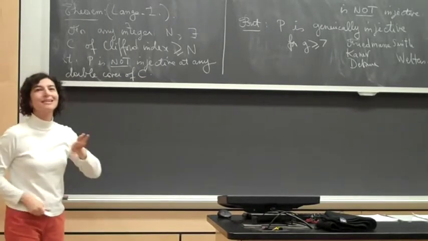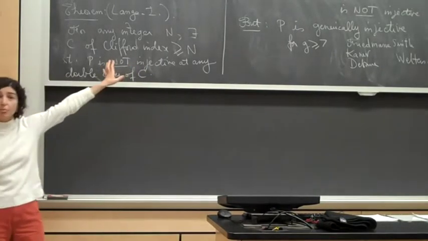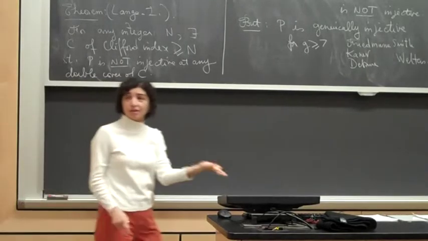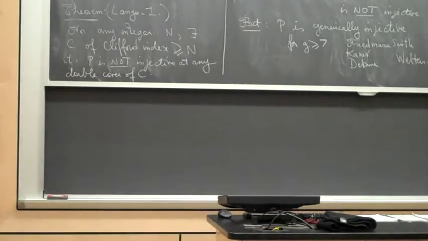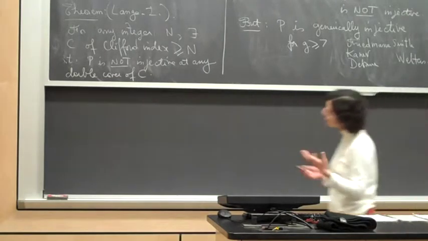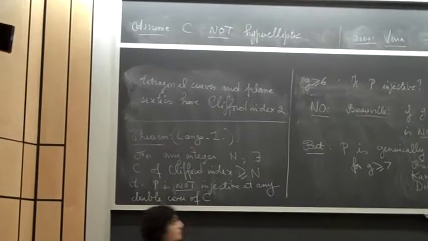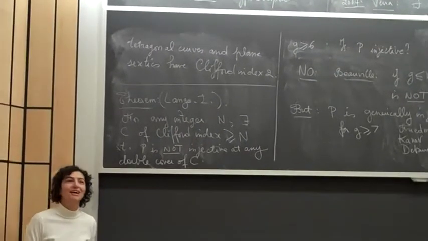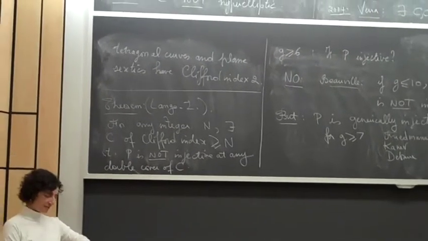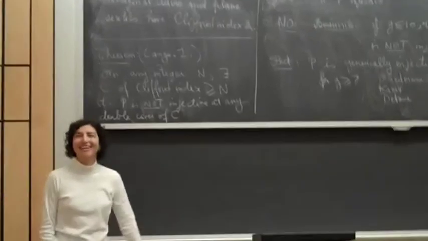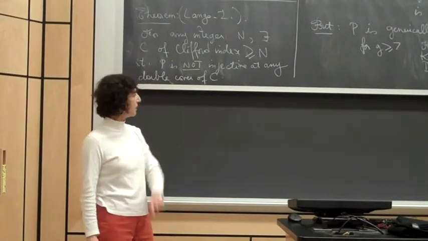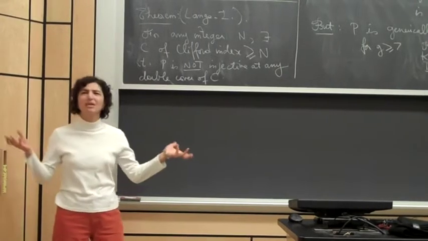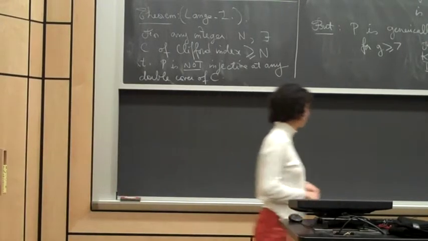So this basically kills any connection you could have hoped to have between the injectivity of the Prym map and the Clifford index. It's just more complicated than that. I don't know what the answer is, where it's injective, but that's where it's not injective. Anyway, I will stop here. I'm out of time. I was hoping to say something about higher dimensions, but never mind.